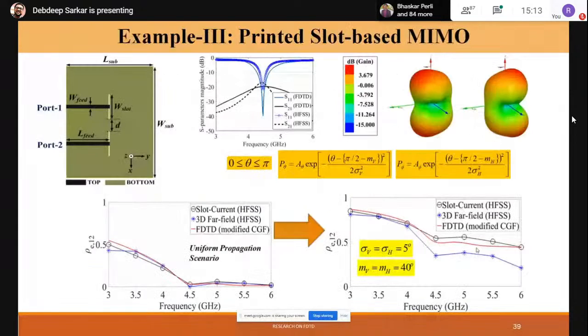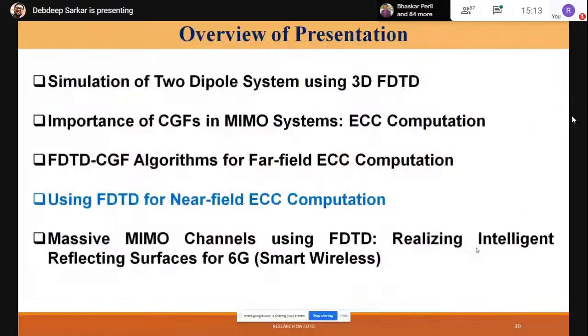So that was the outcome of the research, where we tried to integrate the cross correlation Green's function into the FDTD routine for this far field envelope correlation coefficient computation. And it is a nice thing, a kind of add-on to your current solvers.